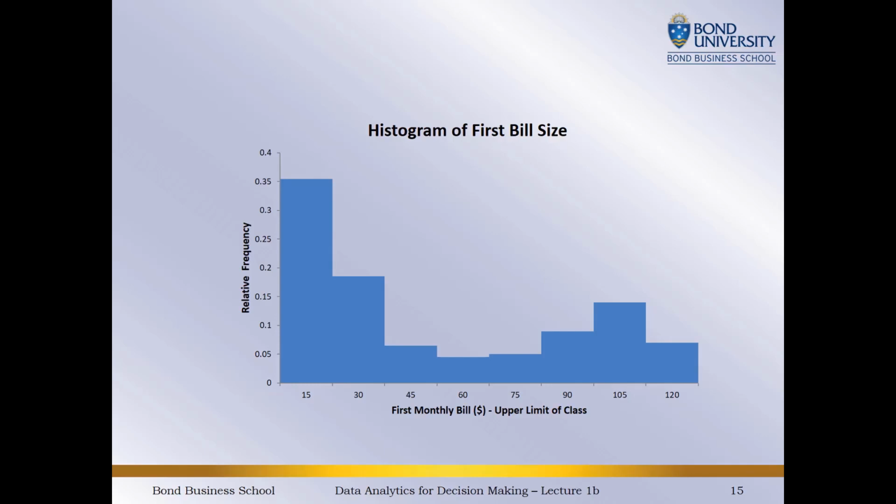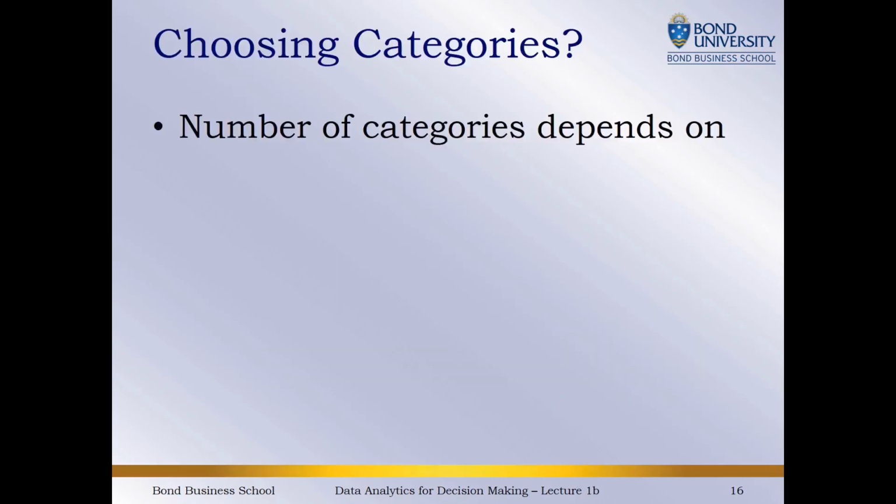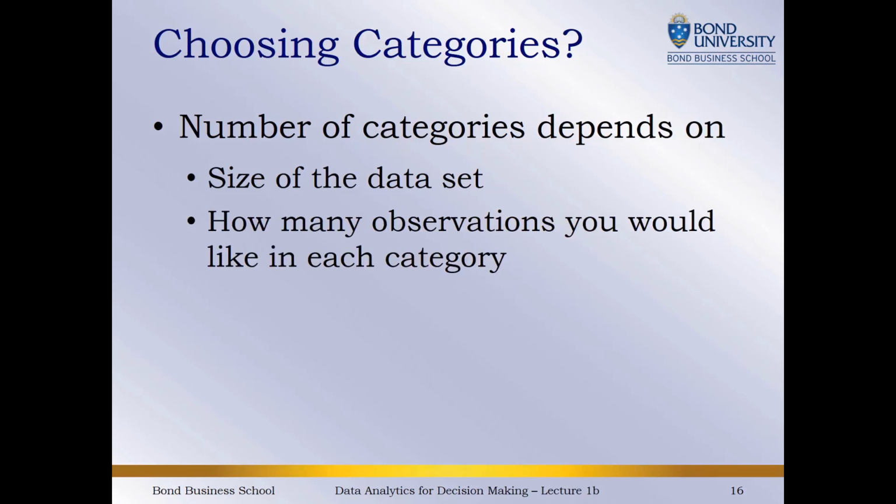So this was all well and good, but how did we know we should have done 0 to 15, 15 to 30, 30 to 45? How do we know that that's the categories that we want? And this is actually an art, not an exact measure. So the number of categories depends on the size of the data set, how many observations you want to be in each category, and more importantly, business sense. What do you care about as a manager? What are the categories that you might care about?